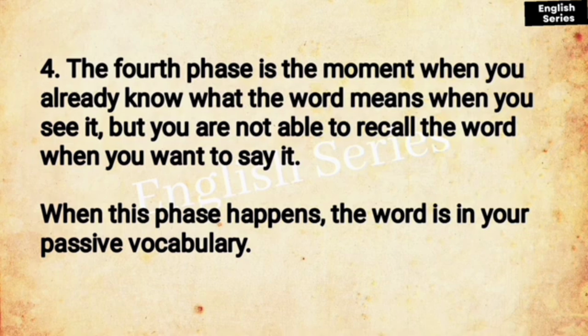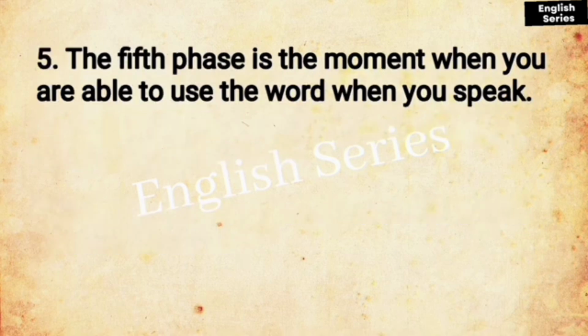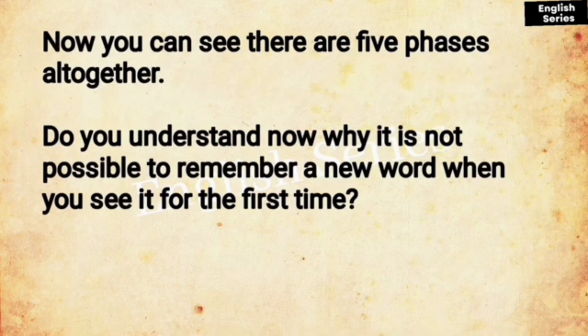The fourth phase is the moment when you already know what the word means when you see it, but you are not able to recall the word when you want to say it. When this phase happens, the word is in your passive vocabulary. The fifth phase is the moment when you are able to use the word when you speak. Now you can see there are 5 phases altogether.